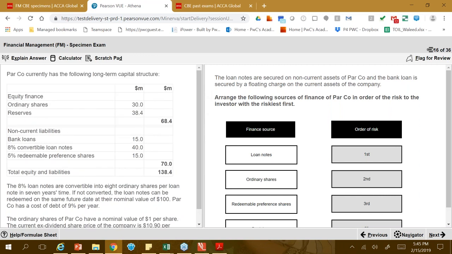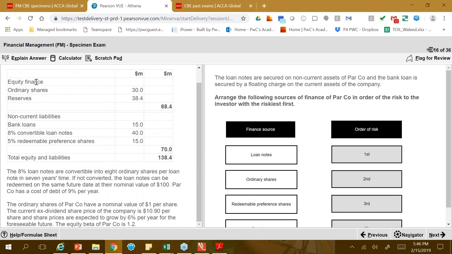So again, remember, the valuations topic can be tested in section A or B of the exam. So let's read the scenario here and then attempt 5 OT questions on this. PAR currently has the following long-term capital structure. We have their equity finance, which has ordinary shares and the reserves. We've got some non-current liabilities, which are bank loans, convertible loan notes, 8%. This 8%, remember, is the coupon. And then we've got redeemable preference shares, 5%, and the total value is 15.